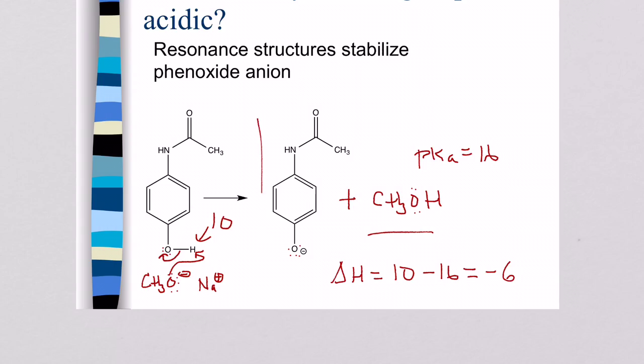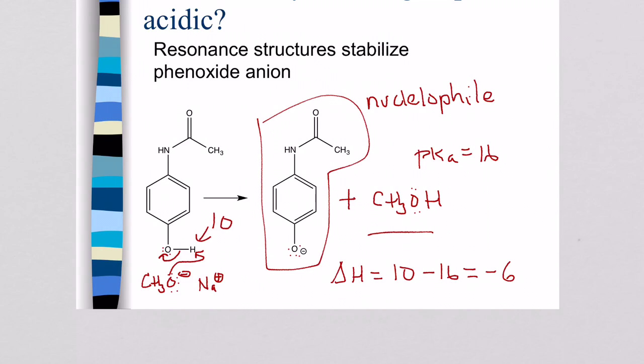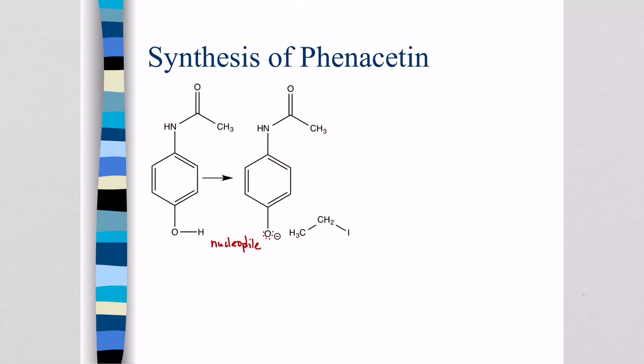So the key thing here is that we can make this, which is our negatively charged nucleophile in this reaction. So here we have our nucleophile, and then the iodoethane is going to be our electrophile. And recall, we've got a partially positive, partial negative charge here. So what's going to happen is we are going to react like this.